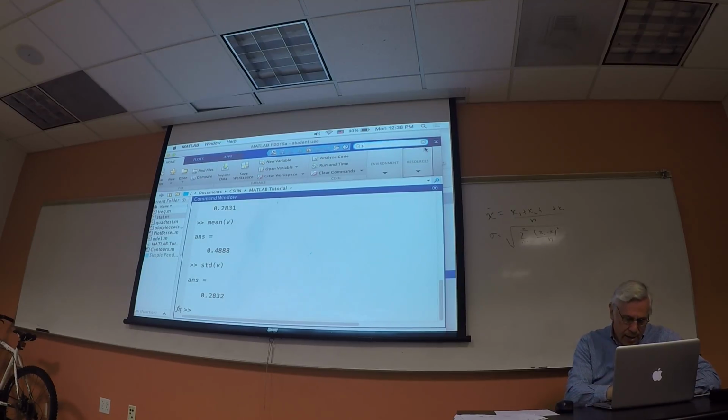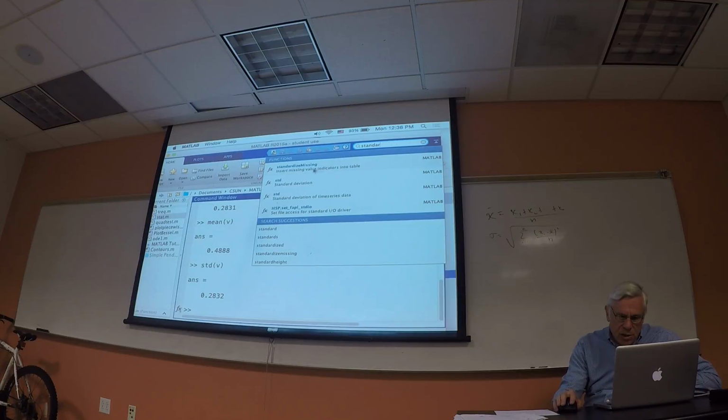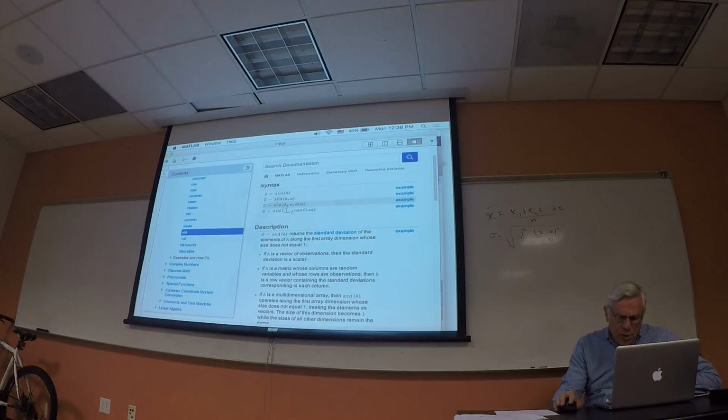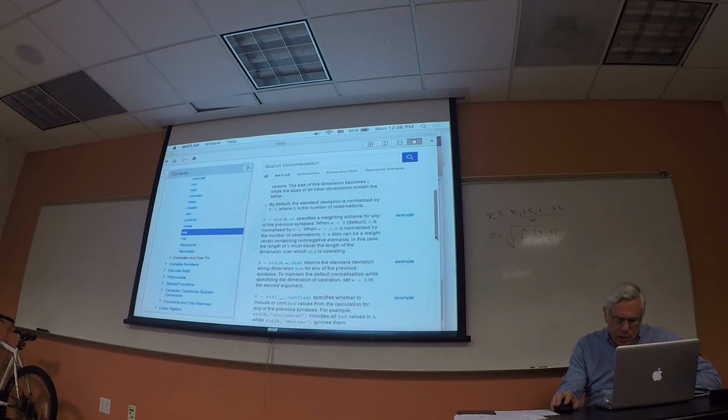Let's go back again. It's always good to use this documentation. Okay, let's go to where we have a second argument over here. Let's see if there's some documentation. There we are. See over here where my arrow is? It says it specifies a weighting scheme for any of the previous syntaxes.